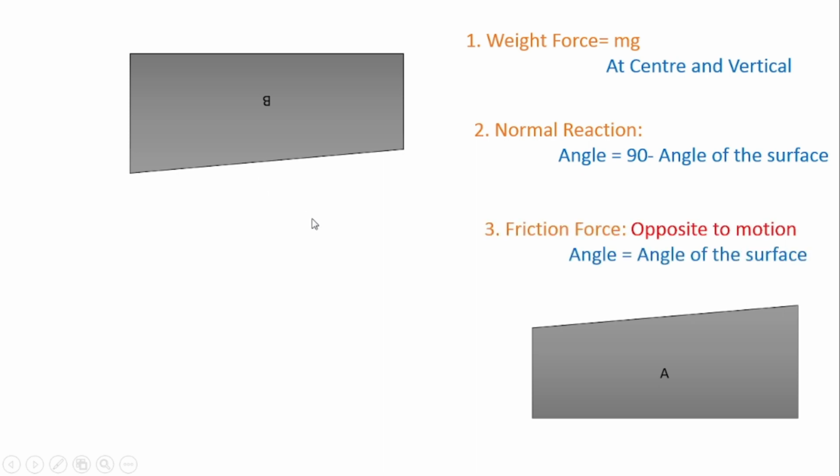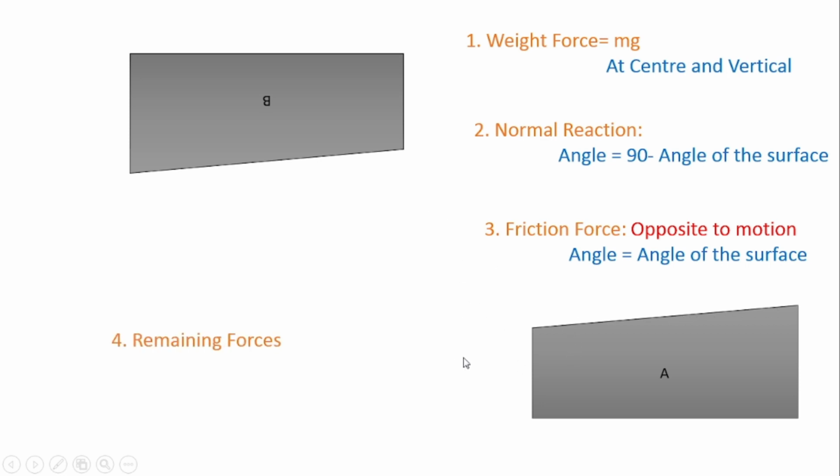Then we'll show the friction force. Now friction force is always opposite to the motion. If this block A moves towards left side, the friction force exists towards right side, and angle of friction will be angle of the surface. Friction force is tangential to this surface, that's why you can show it along this surface.